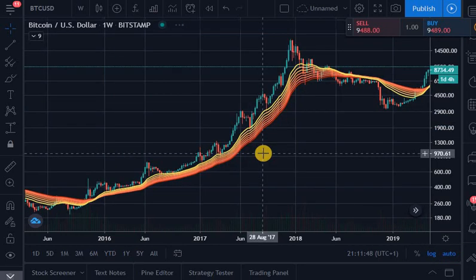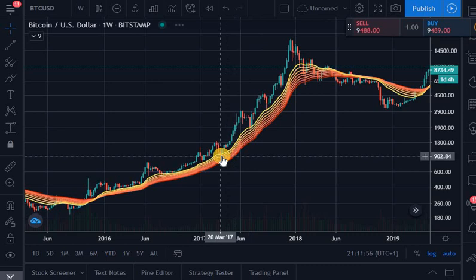So with this strategy that I just showed you, you would be able to make a lot of money when you are buying an asset. When you are buying Bitcoin, you'll be able to make a lot of money.